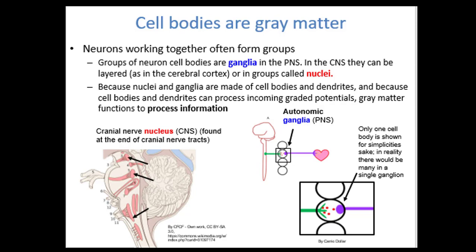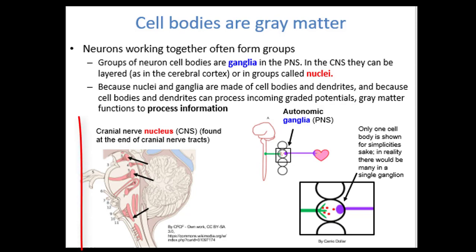Now, when we look at groups of cell bodies in the central nervous system versus peripheral nervous system, we give different names to those groups of cell bodies, just like we did for bundles of axons. We had tracts and nerves for bundles of axons. With cell bodies, we're going to have ganglia and nuclei. A group of neuron cell bodies in the peripheral nervous system is called a ganglion, ganglia for plural. A group of neuron cell bodies in the central nervous system will be called a nucleus, or nuclei for plural. Let's take a look at some examples.